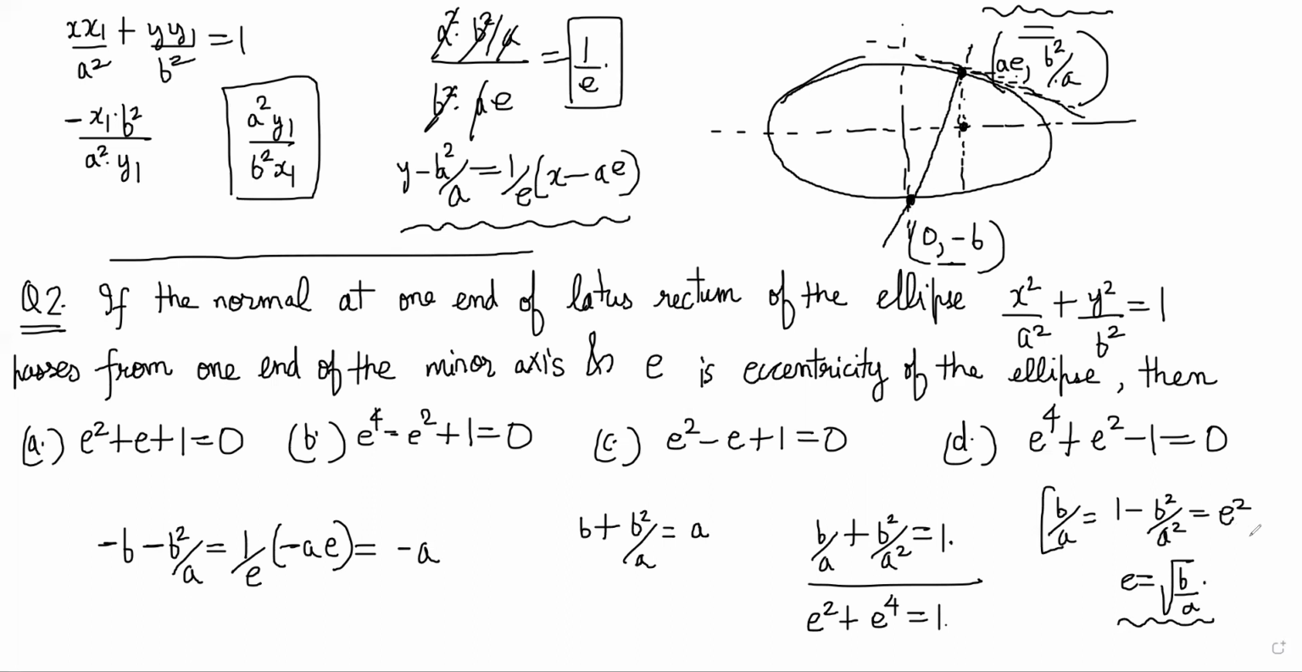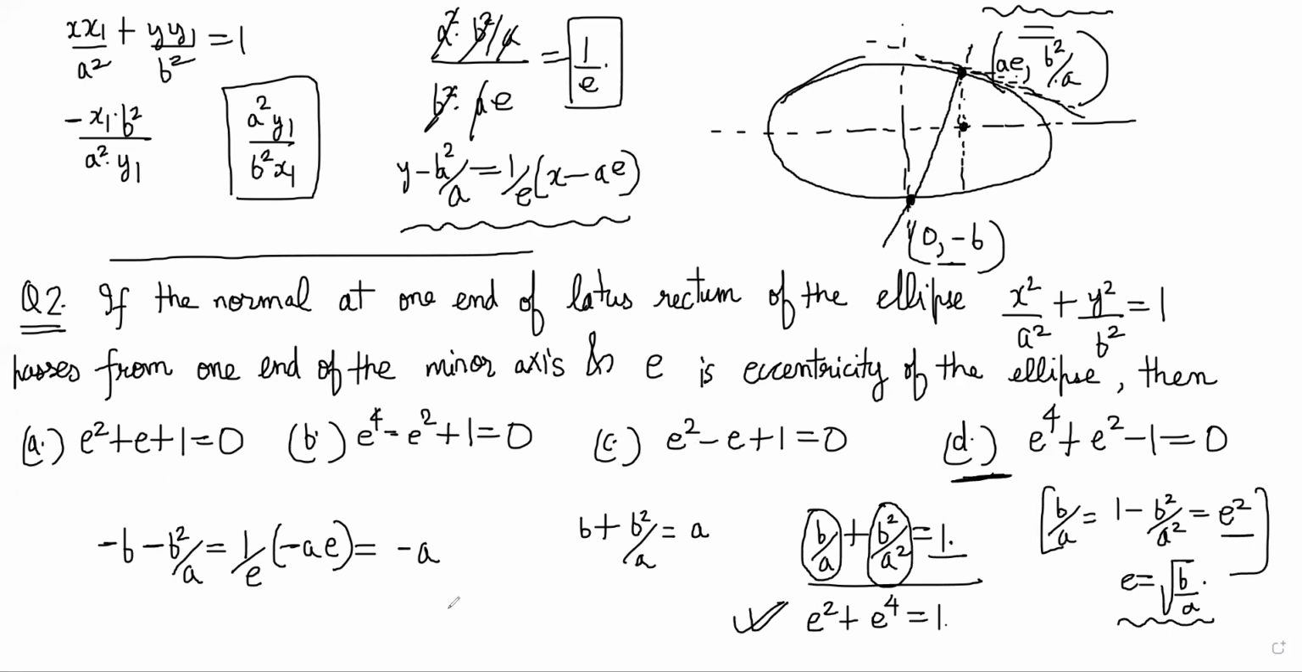From here, b by a is e square, right? So this is e square and this is e power 4 is equal to 1. So D option, right. This is straightforward, only this one, right?